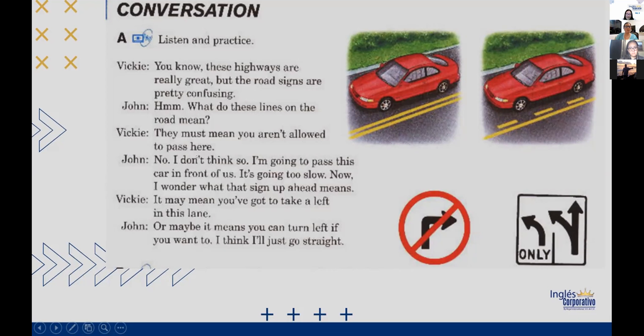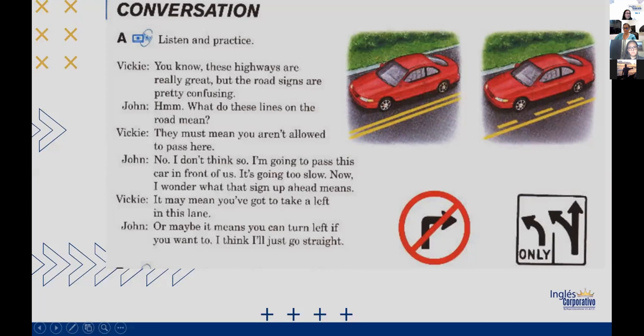Okay? So definitely, this is just for practice. And you're going to see the use of possibility and the use of obligation here, because of the interpretation of the traffic signs. All right, once again. Pretty confusing means really confusing. Very confusing, right? What do these lines on the road mean?